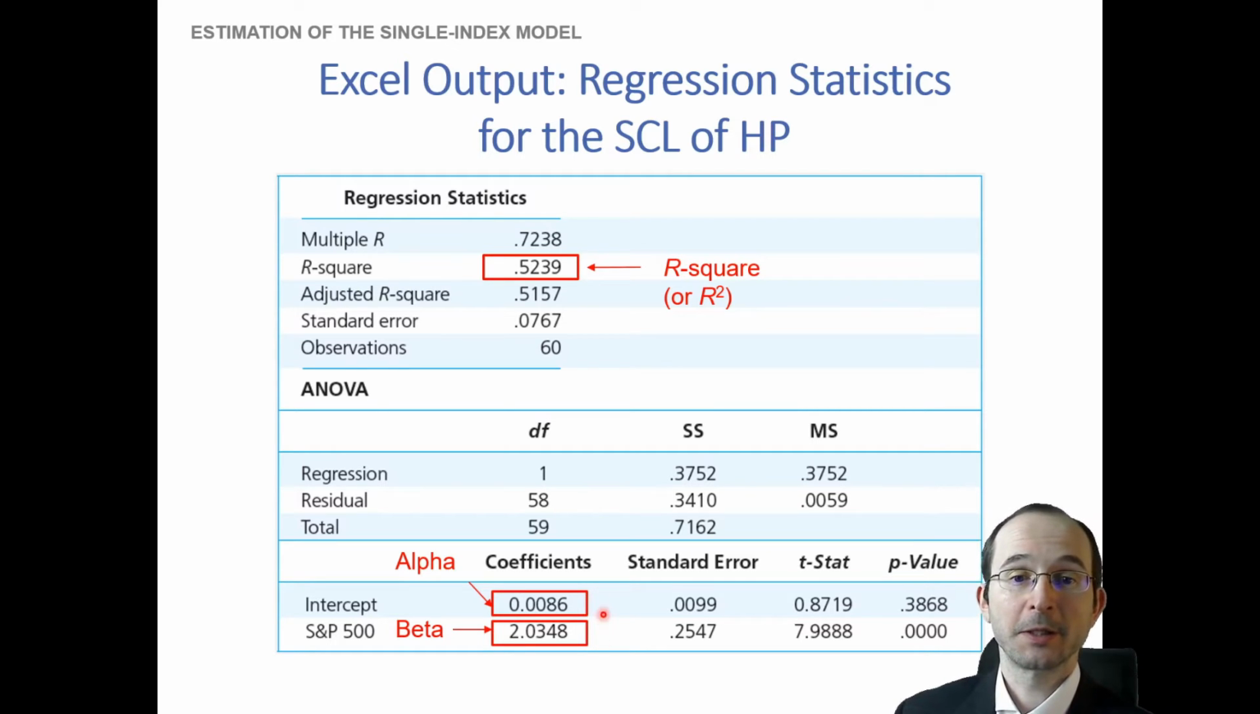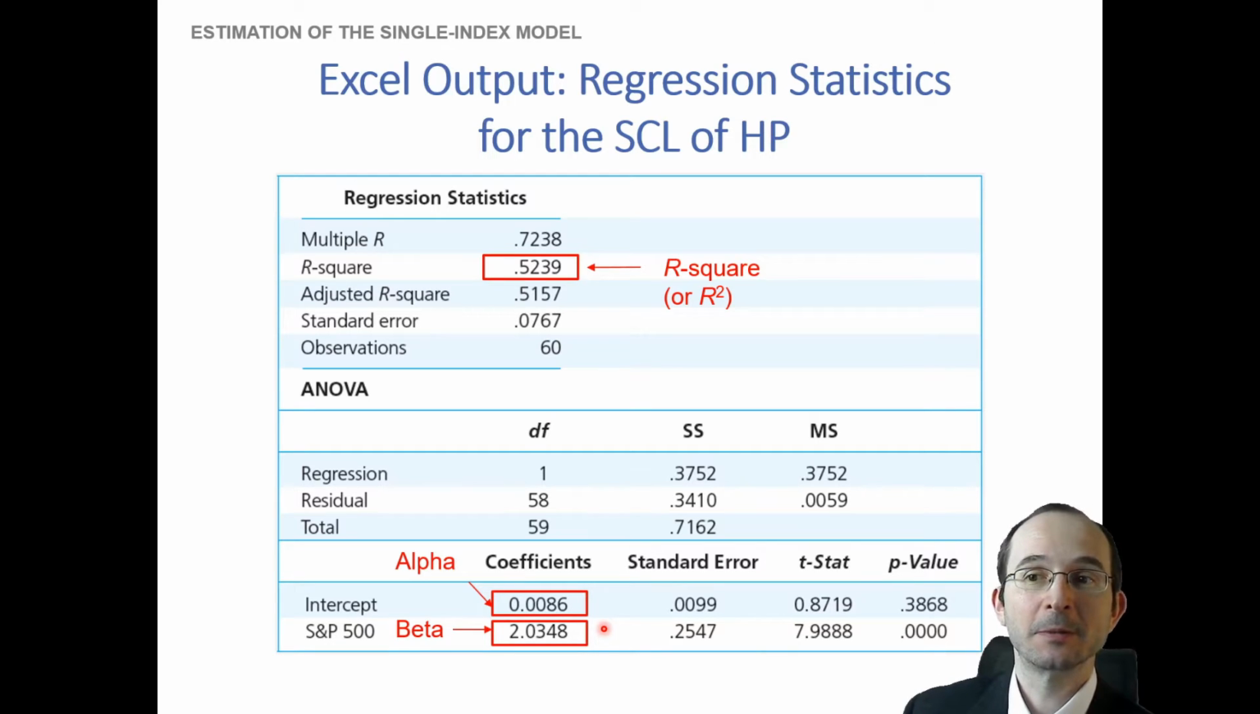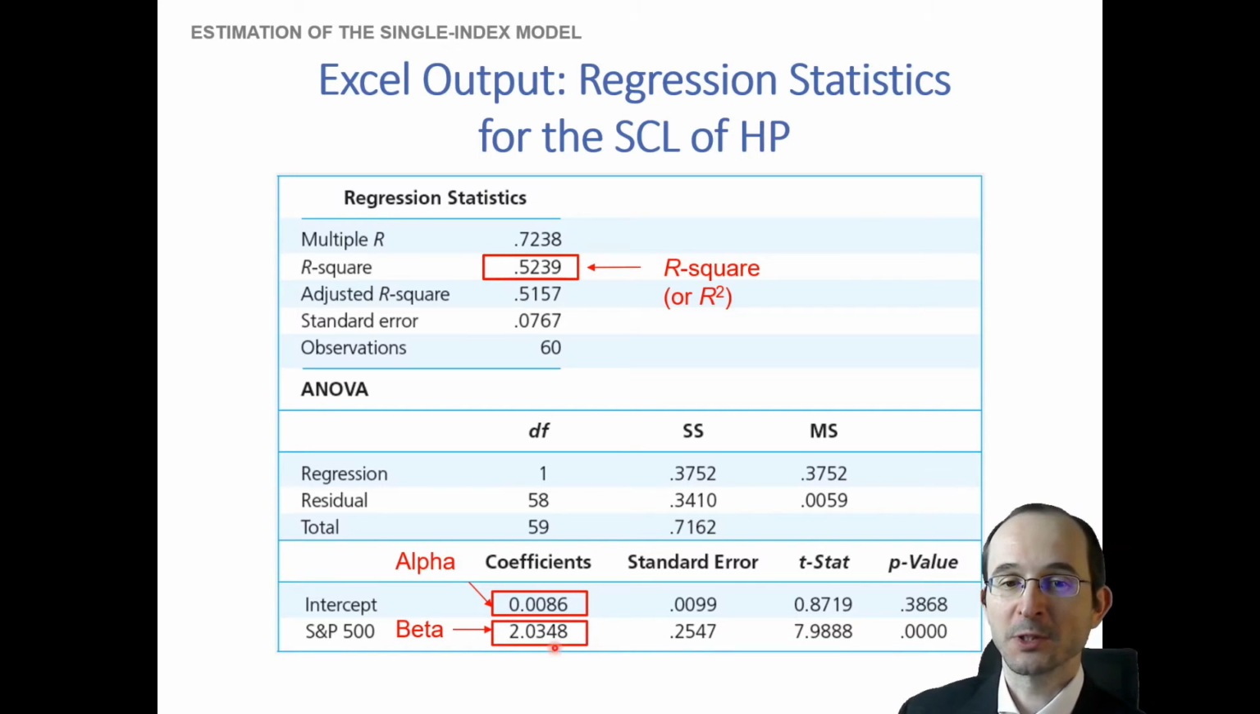And these two taken together do suggest that the S&P 500 is a good proxy for the market portfolio, because HP's exposure to it is statistically significant, and it looks like HP is not providing any abnormal performance relative to this market portfolio proxy, because the alpha is not statistically significantly different from 0.